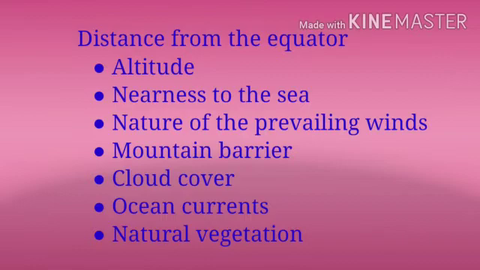Nature of the prevailing winds. The wind changes the climate of a place based on where they blow from. When wind blows from a warm region, it makes the place warm, and cold when it blows from a colder region. The onshore winds cause rainfall, making the place cool, whereas the offshore winds bring dry weather.